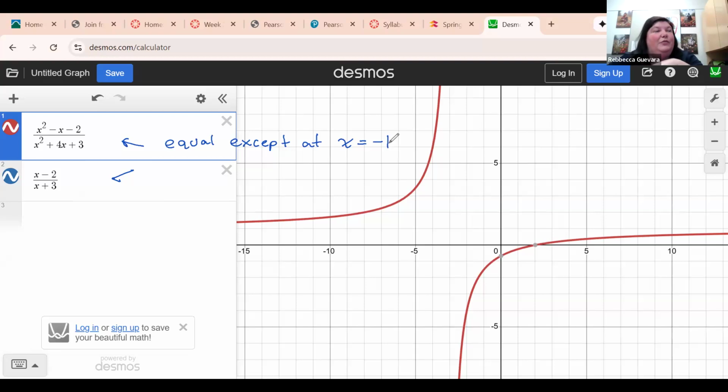So one of the things you have to be careful with is this is why I was looking for domain first, is that even though I simplify it, we still have to exclude the point of x equals -1 because originally that was excluded in the domain before we simplified. I know that seems like a lot. That's why we're going to practice it a little bit more here.